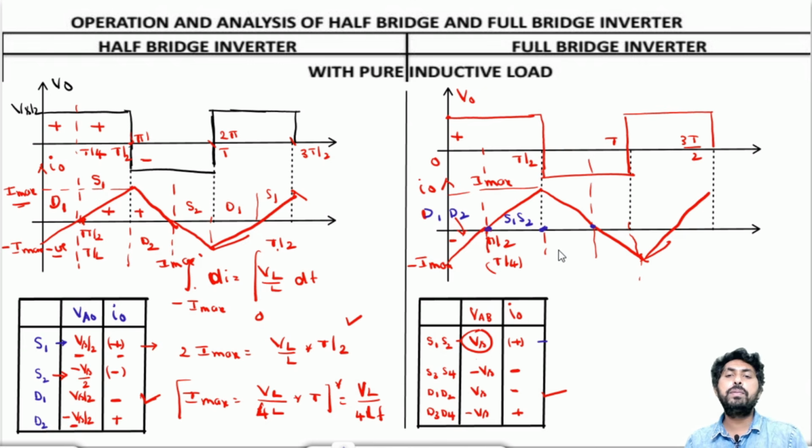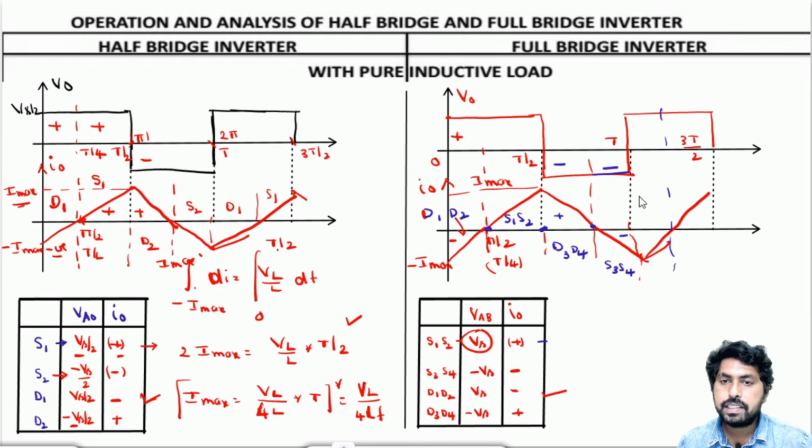From here to here, voltage is negative and current is positive, so the devices will be D3 and D4. Again from here to here, voltage is negative and current is negative, so it will be S3 and S4. Then the same cycle repeats, that is D1, D2, S1 and S2. This is how we will mark the devices.